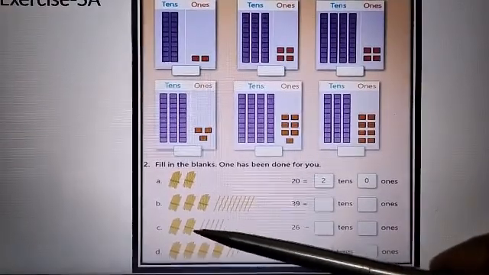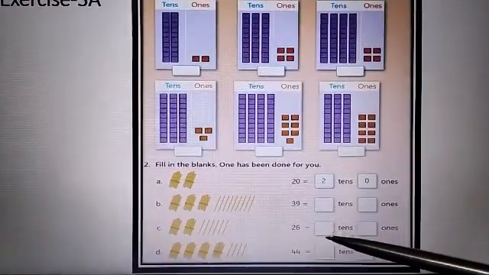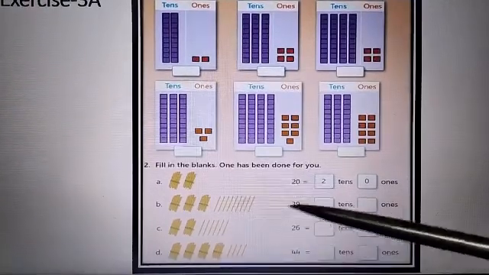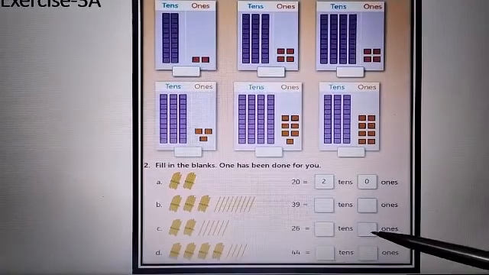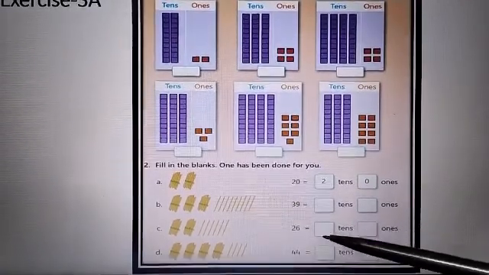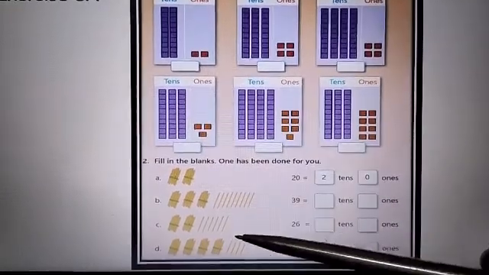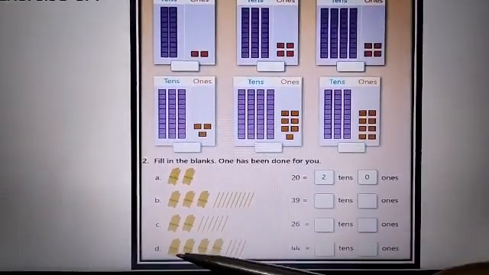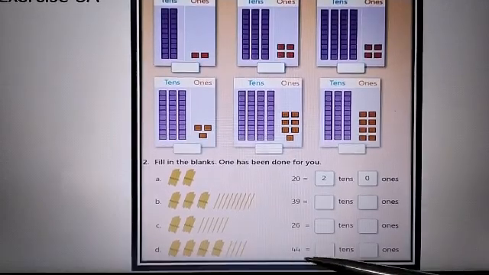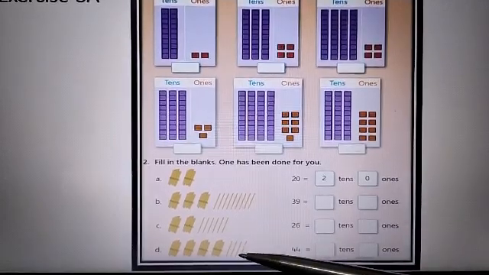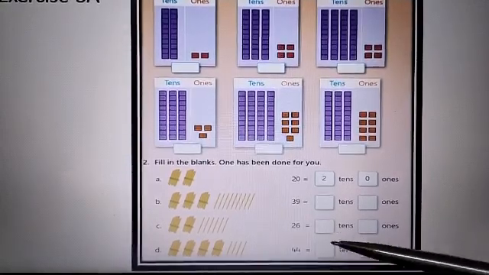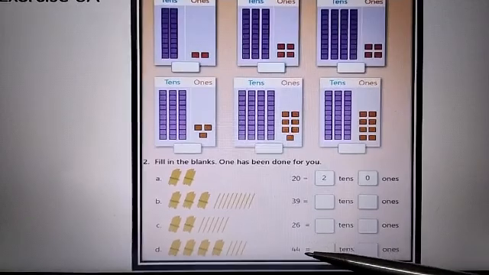Next. 2 bunches of 10. Okay. So here you will write 2 tens. And how many ones? 1, 2, 3, 4, 5, 6. Here you will write 6. So it will make 2 tens, 6 ones, that is 26. Next, let us count the tens. 1, 2, 3, 4. 4 tens and 1, 2, 3, 4. 4 ones. 4 tens and 4 ones makes 44.